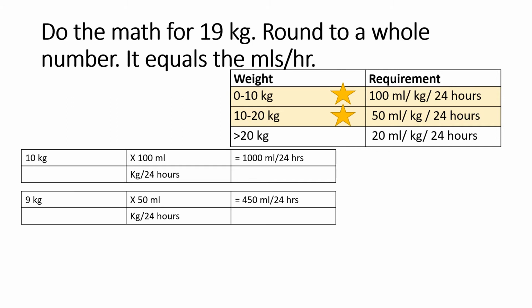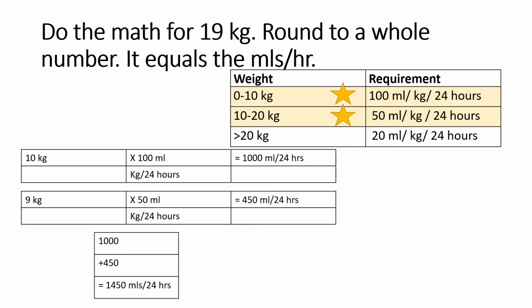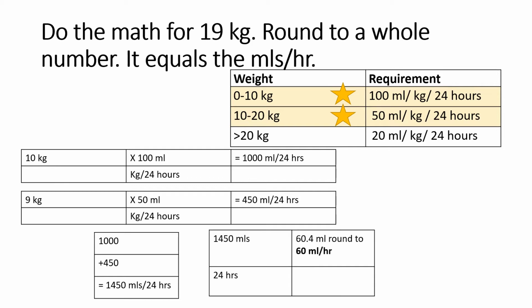Then we're going to do the second part, which is the 10 to 20 kilos. So that's our 9 kilos left. We've subtracted 10 from our total weight. So we have 9 kilos times 50 mils per kilo per 24 hours equals 450 mils per 24 hours. Then we're going to add those together, okay? So we get 1450 mils in 24 hours, and then we're going to divide by 24.